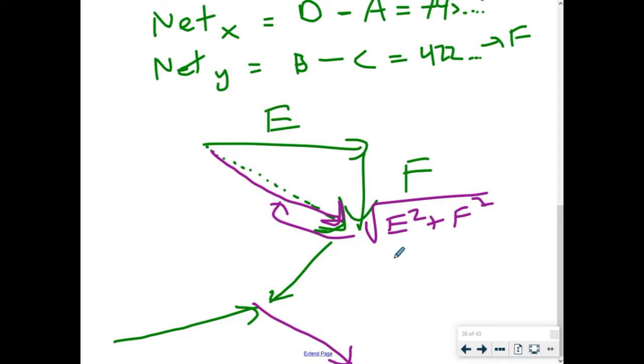So I'm going to take my E value, square it, add my F value squared, square root the whole thing. On the hypotenuse, I have a momentum value of 857 or so. But that is momentum. That's kilograms meters per second. And that was the momentum on the hypotenuse.